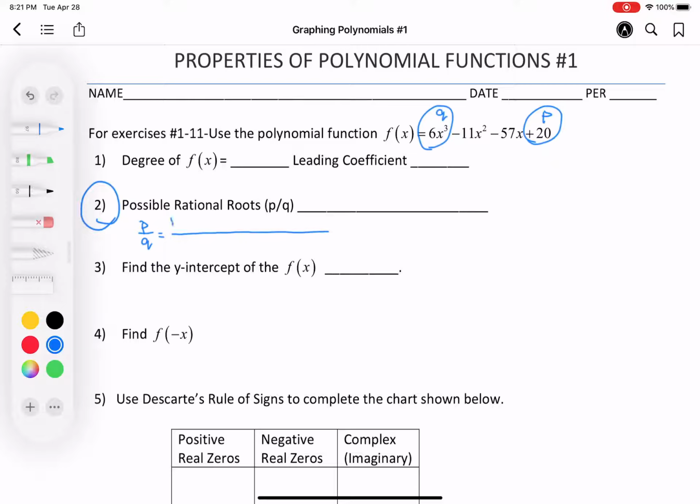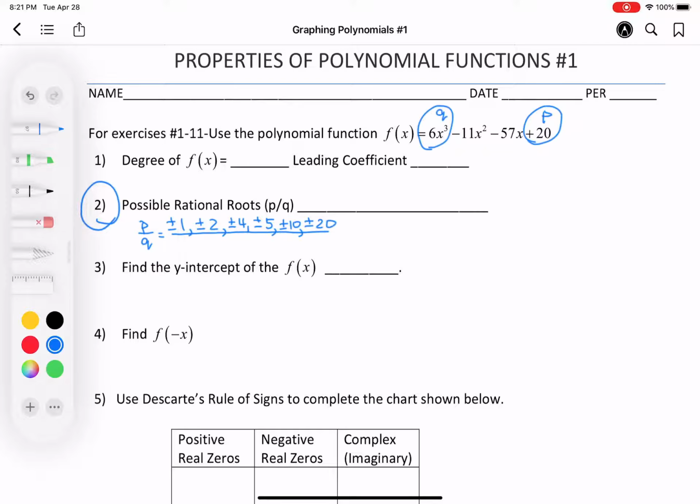Well, I know that 1 times 20 is 20. It's even, so I know it's divided by 2. So 2 times 10 is 20. 3 doesn't go into 20. Oh, but 4 does. 4 times 5 goes into 20. Okay, so those are the factors of 20.